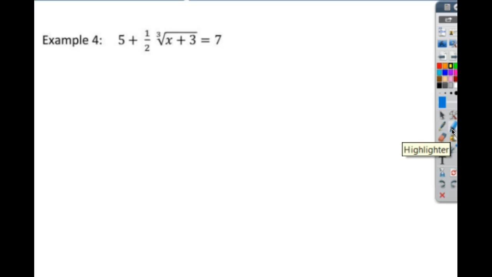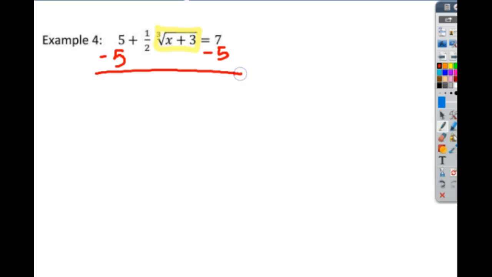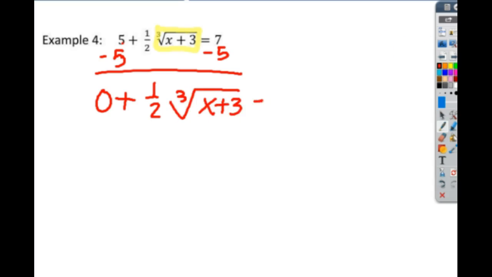Step number 1, first word, is to isolate. So in order to isolate that, what am I going to do first? Okay. Did I hear subtract 5? Now 5 subtract 5 is 0. And I put that there because some people canceled out the 5 and then they asked me, well, what do I do with the plus sign? Well, 5 subtract 5 is 0.